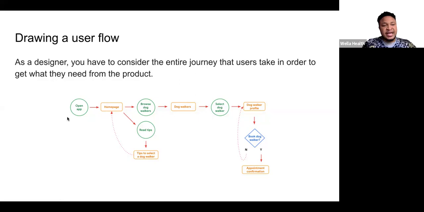So as you can see, this one is about booking a dog walker, right? You open the app, that is the action the user takes, opening the app. And when they open the app, they see a screen, and the screen that they see is a home page, right? Then after they see that screen, they take another action of browsing the dog walkers on that screen, right? And another action they can take is reading tips on that screen, right? And these pages seem to be linked because no decision has been taken here. So these screens are kind of linked.